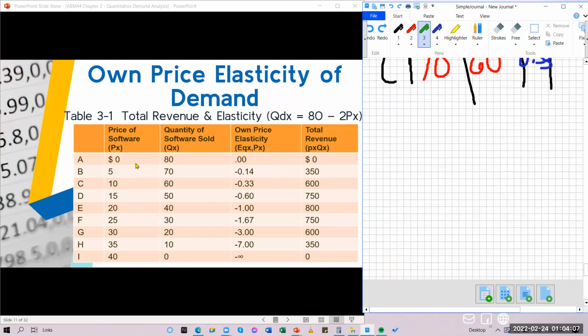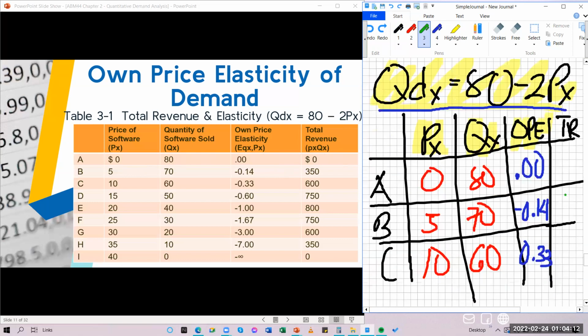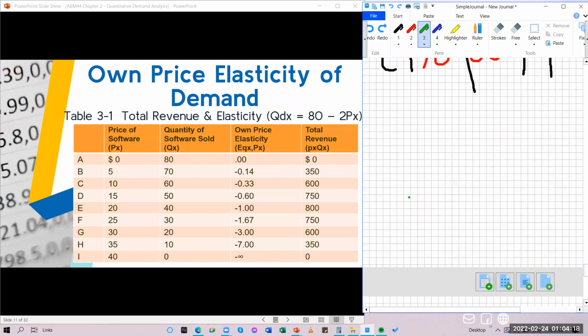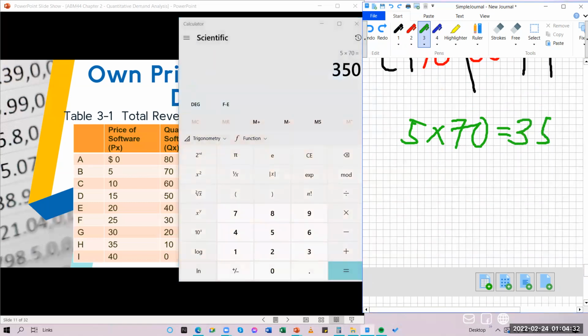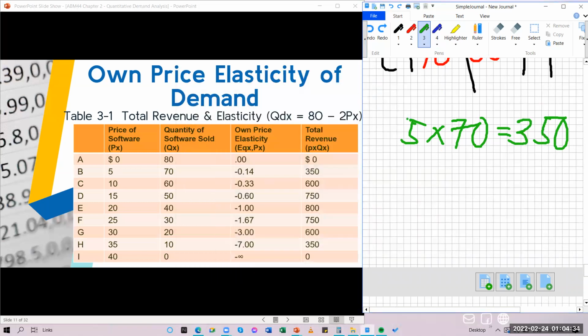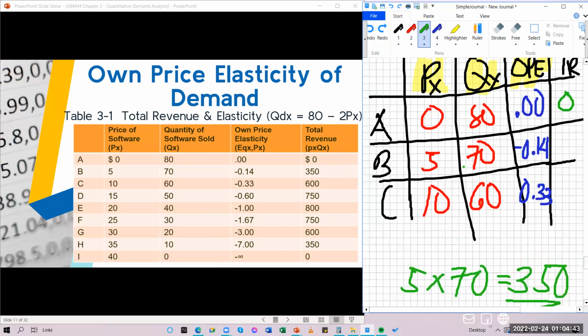Let's have this one as an example. 80 multiplied by 0 would give us 0. So let's plot it in the graph. That's 0 for our total revenue. How about the next one? 5 times 70, how much would that be? Let's use the calculator to be sure. It's actually 350. Is that correct with our graph? That is correct. As easy as that. For total revenue, it is easy because you just multiply the price and the quantity.